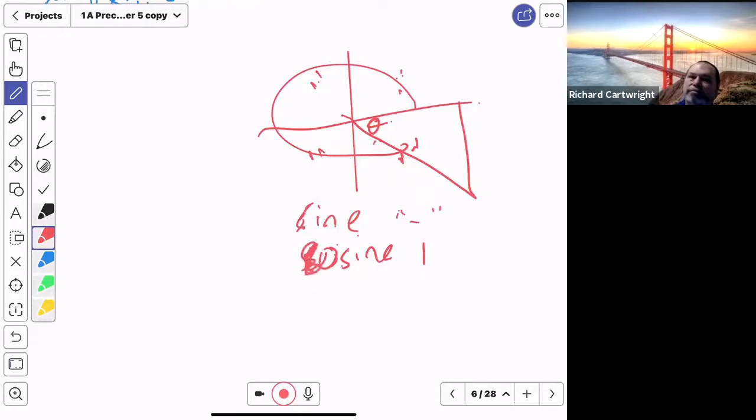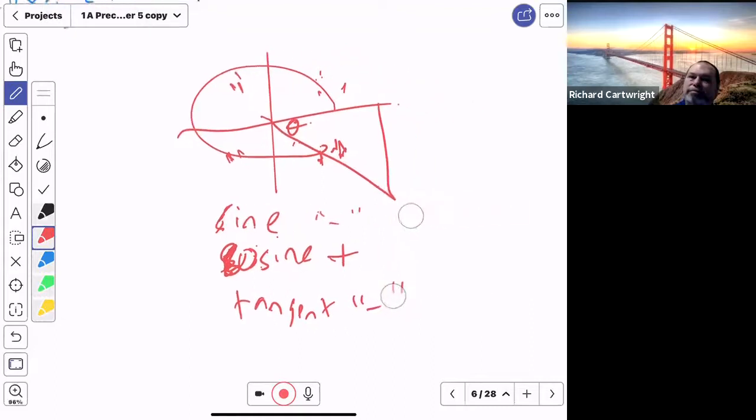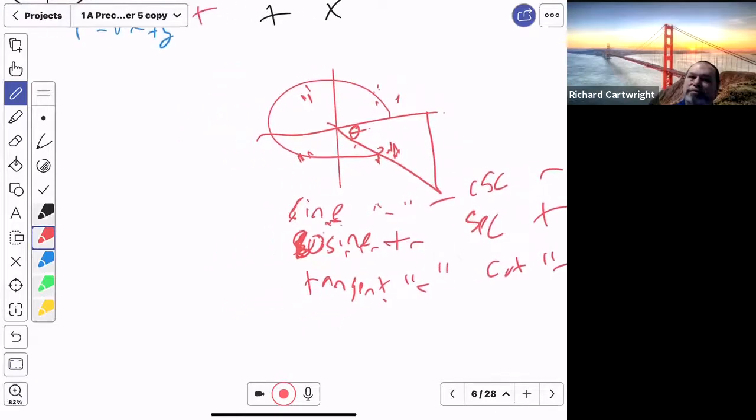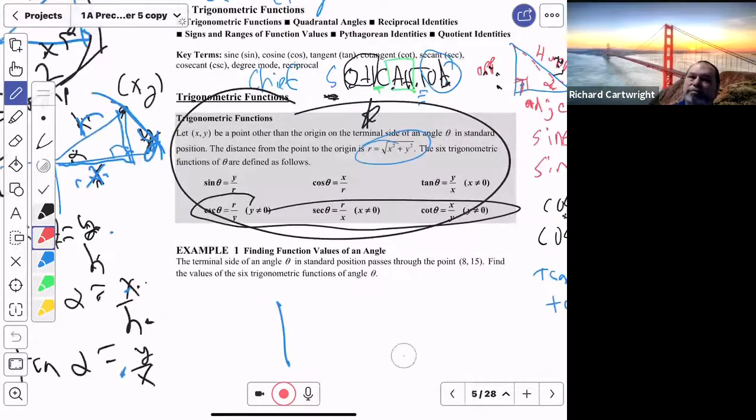Cosine is positive. If I want to do tangent, all students take calculus? No, it'll be negative. I don't want to go further with cotangent because it doesn't matter. Cosecant will be identical to the sine. Secant will be positive, and cotangent will also be negative. So a lot of information that you may not need right now.